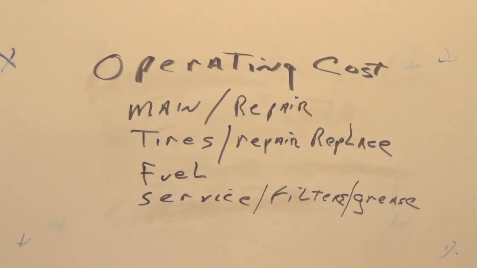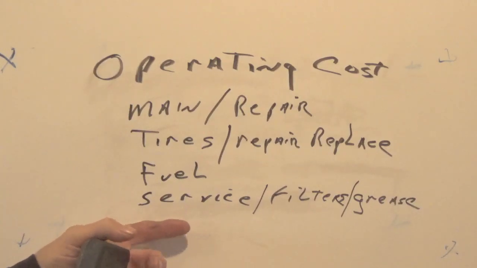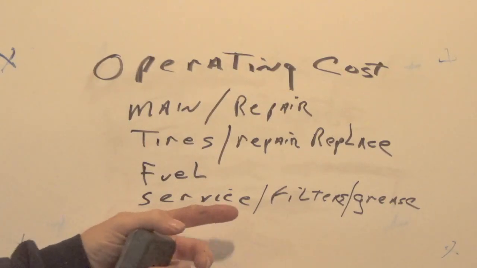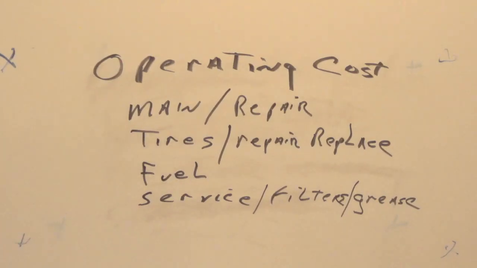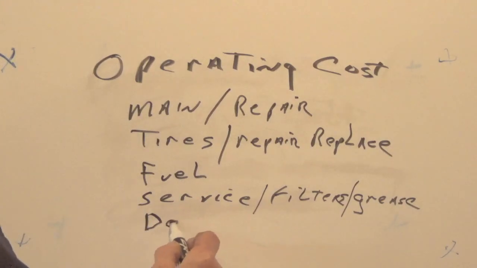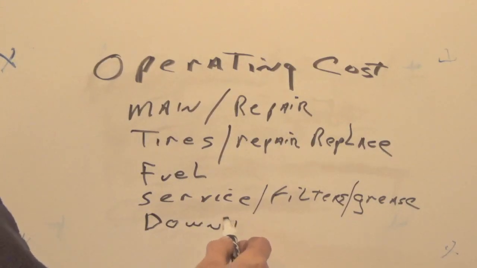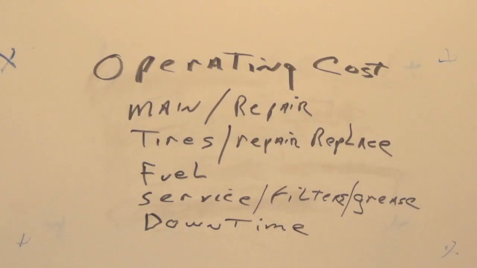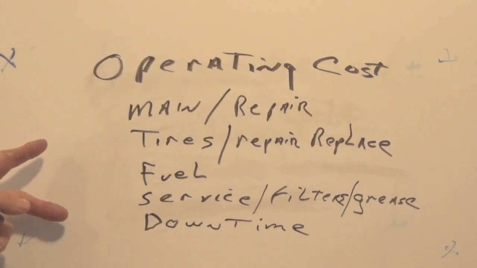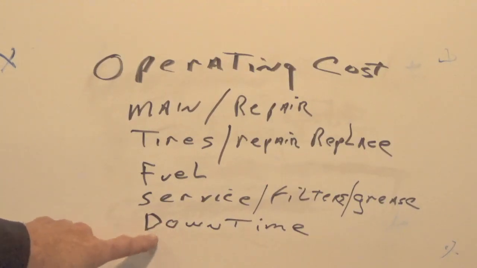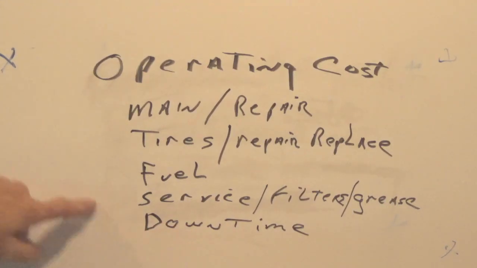If I were to go to the extremes, a $1 million dozer, you need to change filters regularly. You need to grease it regularly. You need to make sure that this thing is well looked at, because it costs too much money to ignore this stuff. And then there's something else here, and this is a real eye-opener. Most people never consider this. Downtime. If you have a bulldozer and you have no work for it, it still needs to be paid for. So downtime is part of operating costs.